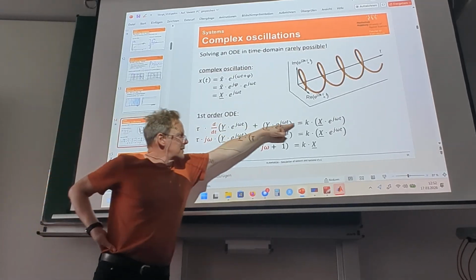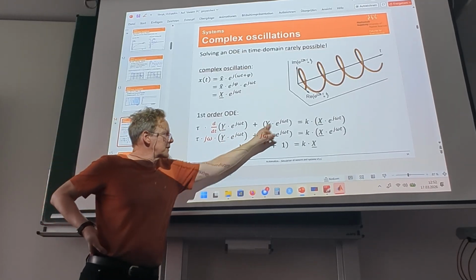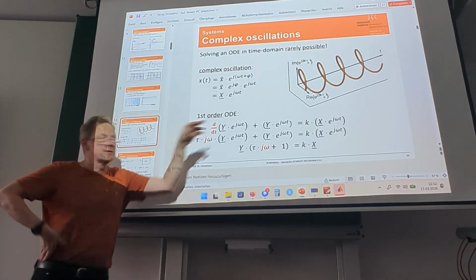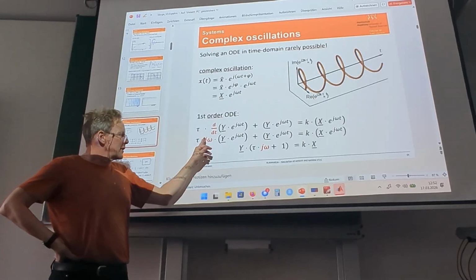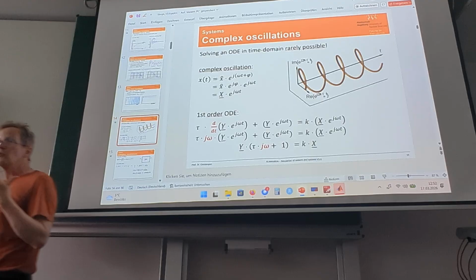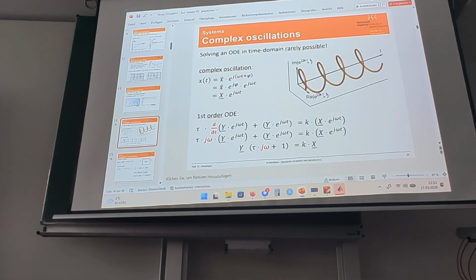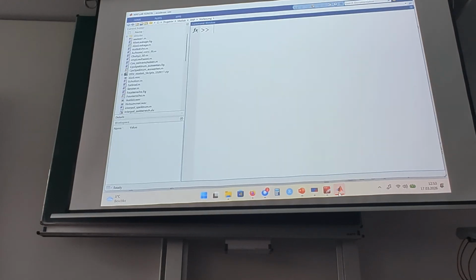And you can see this is the first order differential equation. Tau times the first derivative of something plus the same something yields k times the input oscillation. So this is the prototype of the first order system. And the derivative becomes just a multiplication. So this now is just an algebraic equation, and you can multiply, divide, you can sort things. This is what makes it much easier to work with these complex oscillations.